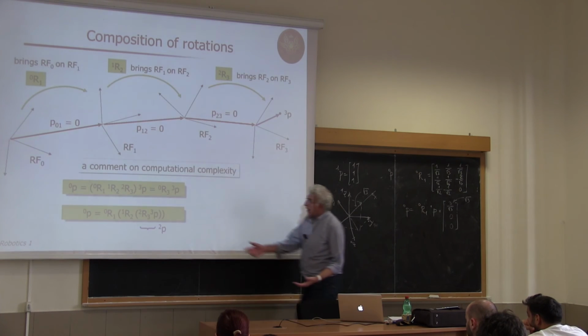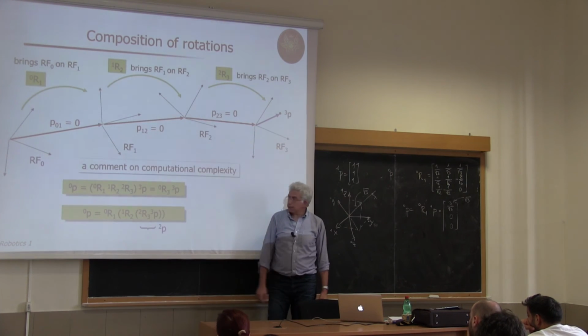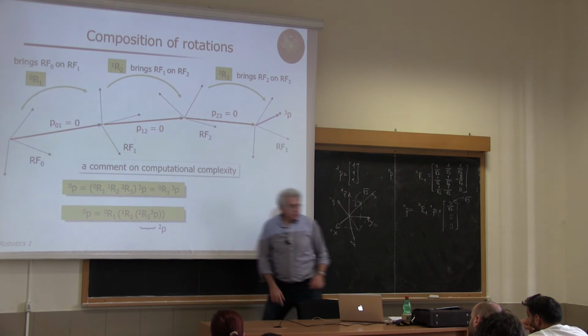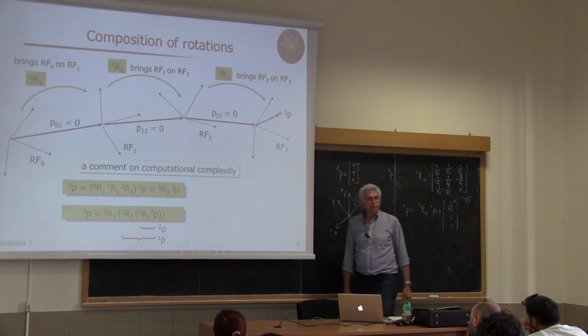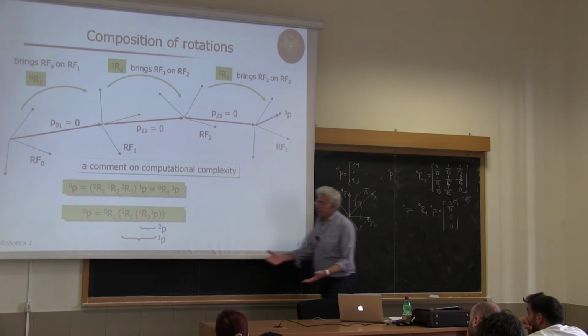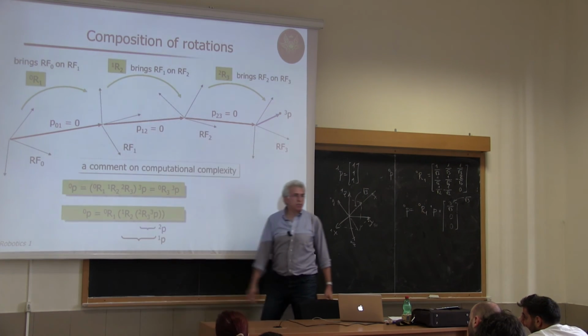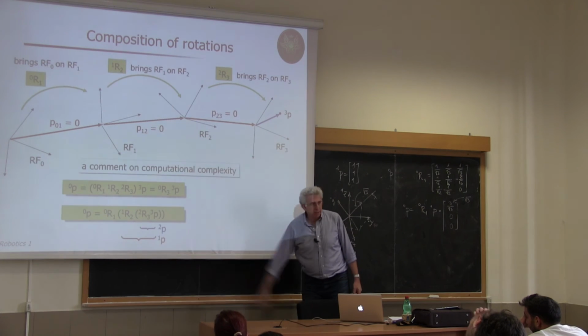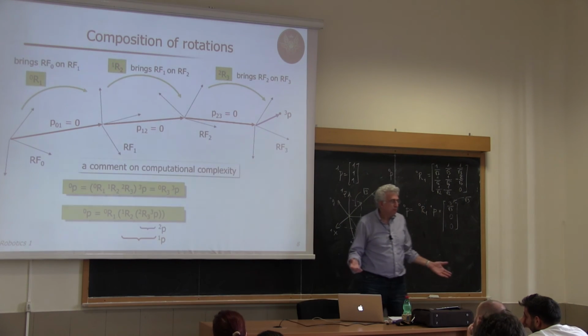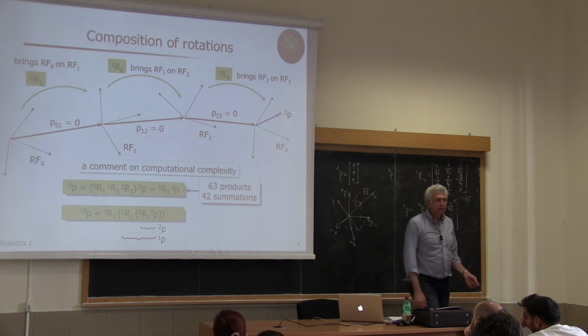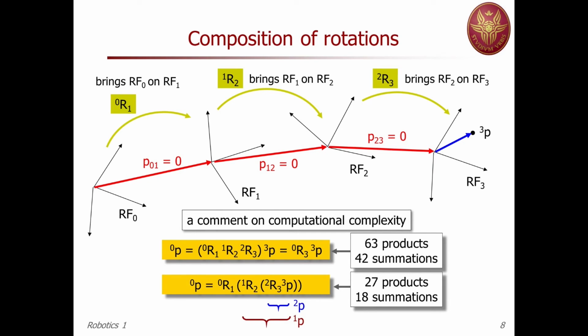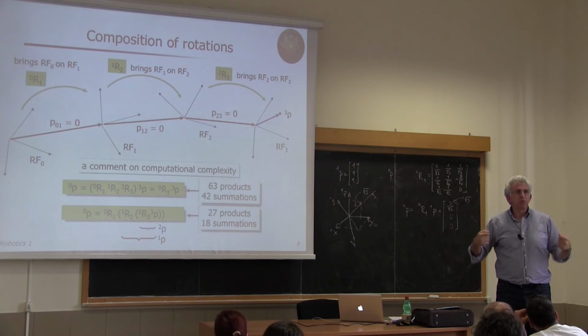And now I apply the second rotation matrix, and I express the same vector in frame 1. And finally, I apply the first rotation matrix, and I express things in frame 0. Very simple. Now, which is better? This includes 60 products and 42 summations. This only 27 products and 18 summations. Very simple problem where the issue is computation and how fast we can do this.